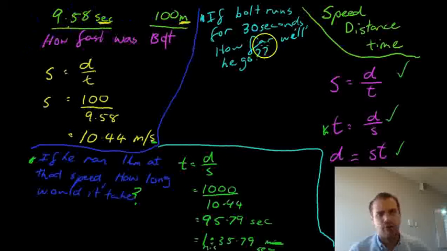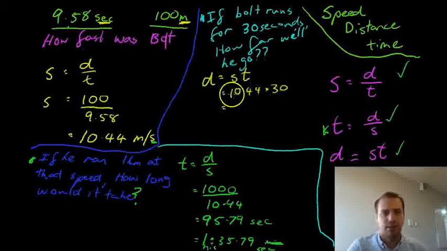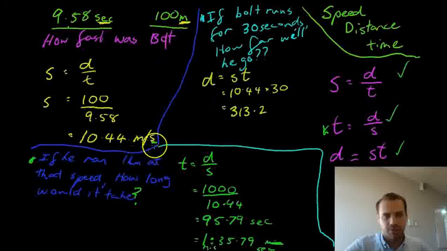Now we're going to use our third formula because we want to know how far he will go. We want to know the distance that he will travel, given that we know the speed and the time. So the speed, he's traveling at 10.44 meters per second, and his time, he's doing it in 30 seconds. So 10.44 meters per second for 30 seconds, multiply one by the other and we'll get our distance. Okay, so that gives us 313.2. Now units, we were talking in meters per second, our time was in seconds. We're talking about a distance, so the distance must be in meters.